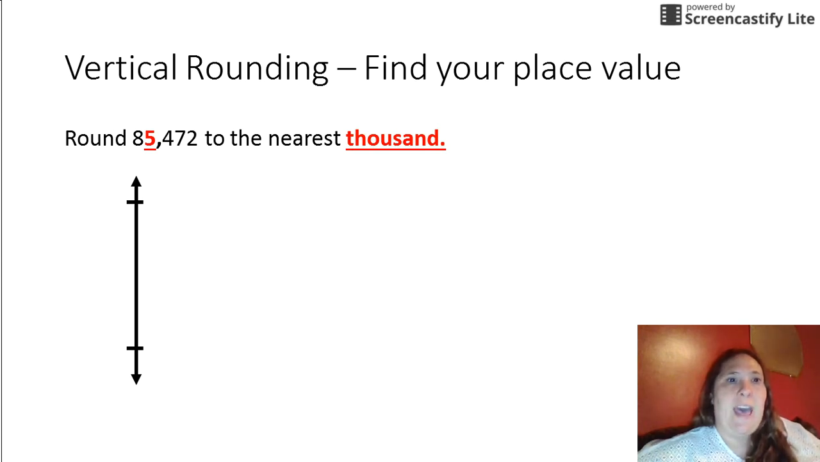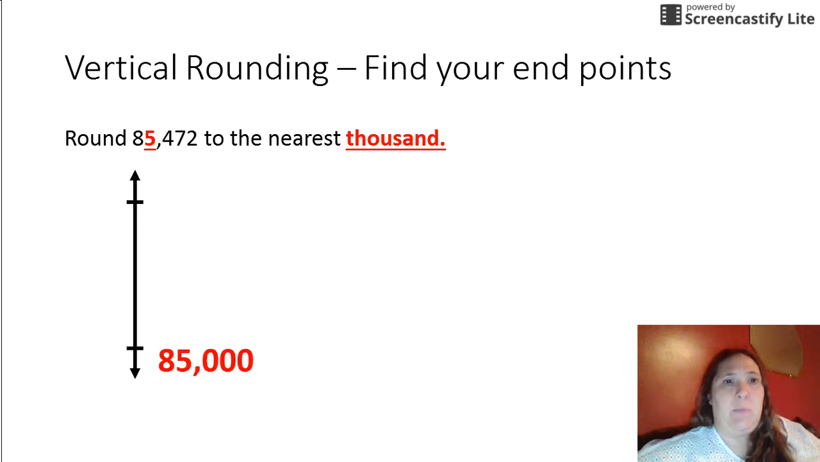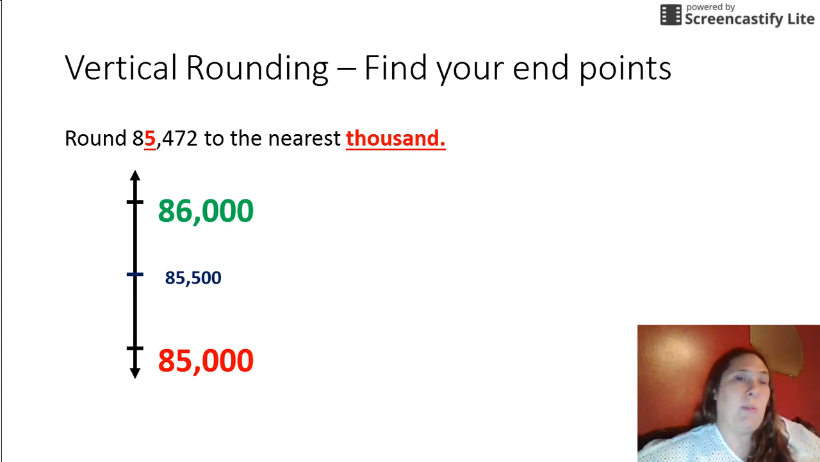So we're going to look at that 5, and we see that since it's in the thousands place, that means that there are 85 thousands. That's going to be our bottom of the number line. Our top of the number line is going to be one more thousand than the 85,000. So 85,000, 86,000 is going to be our top number on the number line. Then we have to find our midpoint. So our midpoint is going to be 85,500. It's the perfect middle spot between the two numbers.